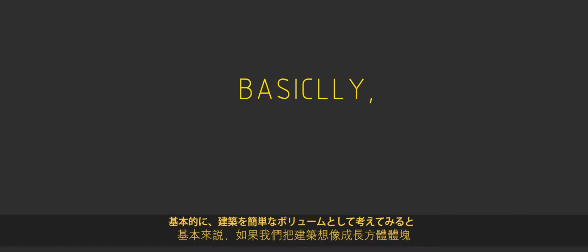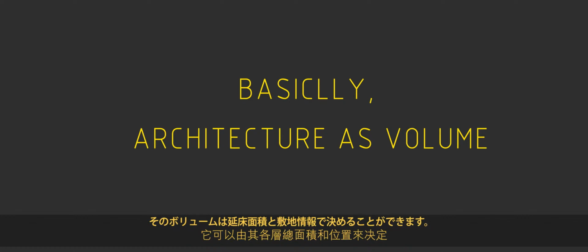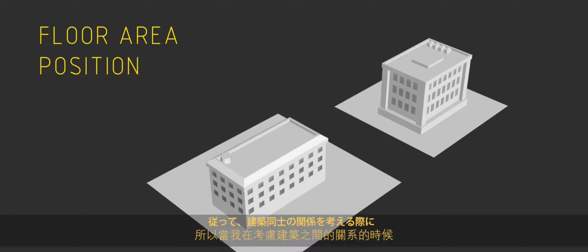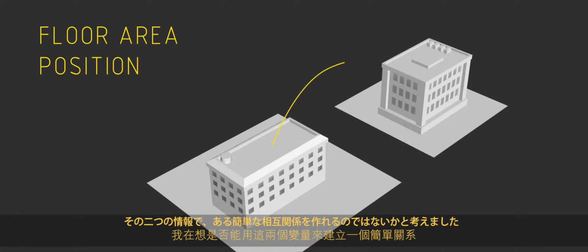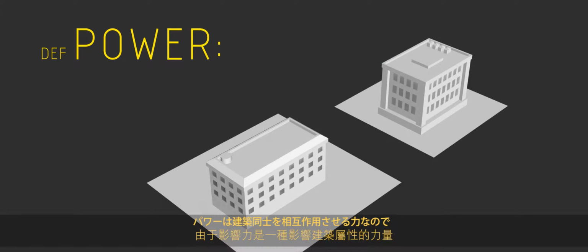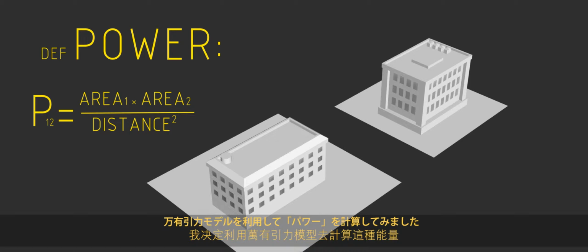Basically, if we take architecture as a cubic volume, it could be defined by its floor area and position. So when I try to consider the relationships between buildings, I was thinking whether I can build a simple relationship by using these two factors. And then I came up with the idea that I could define the power of buildings. Since power is a kind of force to affect the architecture's attributes, I use a gravity model to calculate the power.